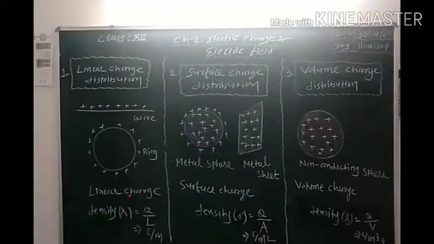Here the SI unit of linear charge density is coulomb per meter, the SI unit of surface charge density is coulomb per meter square, and the SI unit of volume charge density is coulomb per meter cube. Please write down all these units.